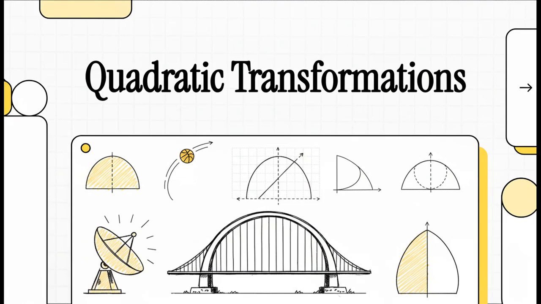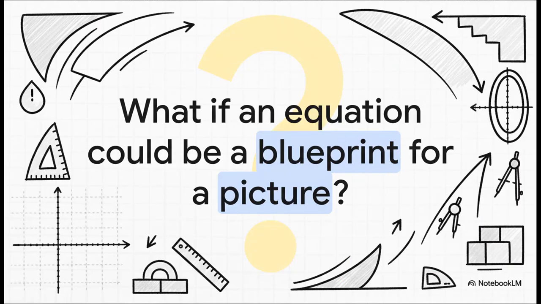Have you ever really looked at the graceful arc of a basketball shot or the curve of a satellite dish? That beautiful shape is a parabola. Well, today, we're going to crack its secret code. We're going to learn the simple rules that let us take one basic parabola and stretch it, flip it, and move it anywhere we want on a graph. So let's dive right in.